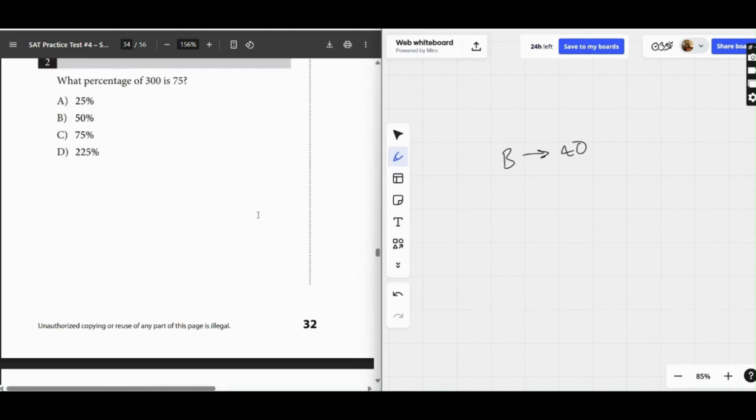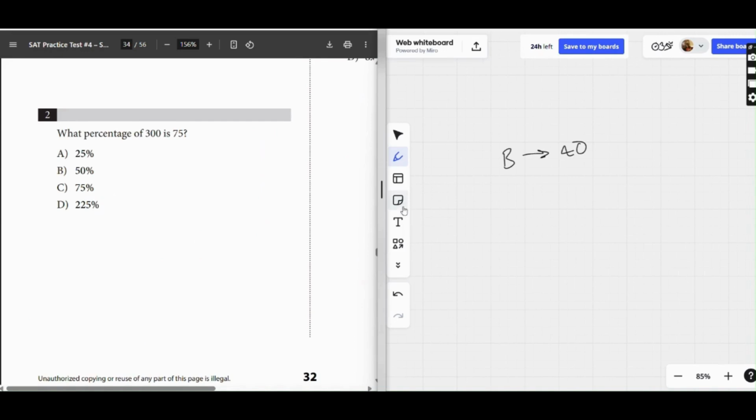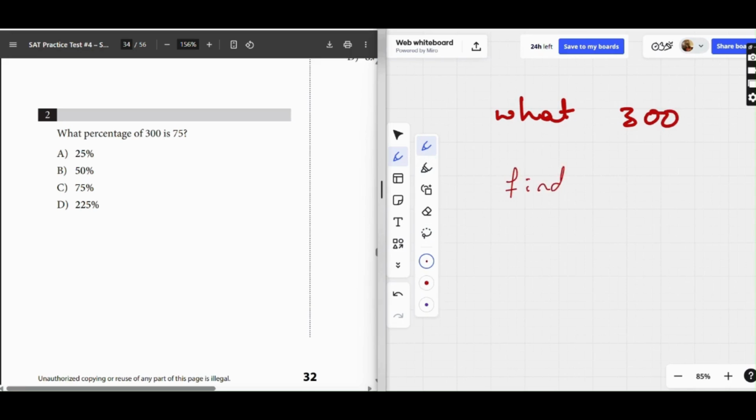So, the second question. This is not tricky, but if you are anxious or in a rush, this might feel tricky for you. What percentage of 300 is 75? There are two things: to find the percentage, and to find what percentage. Let's say 300 is 75. 300 multiplied by some percentage gives you 75, and you just need to figure out the value of x.